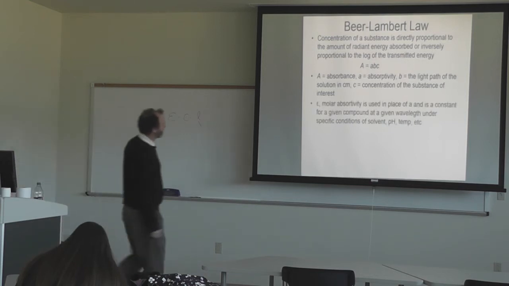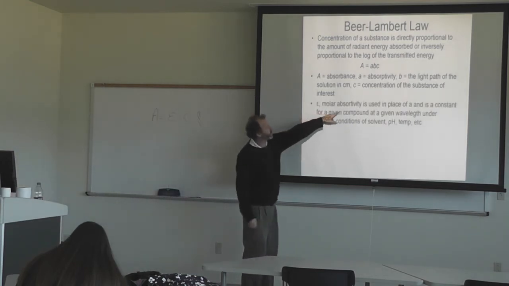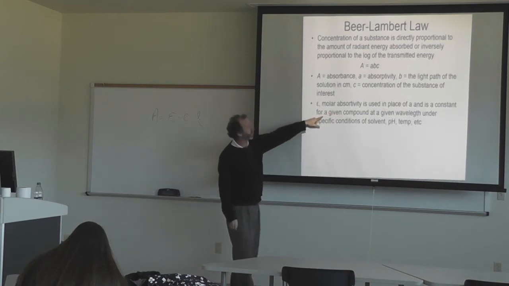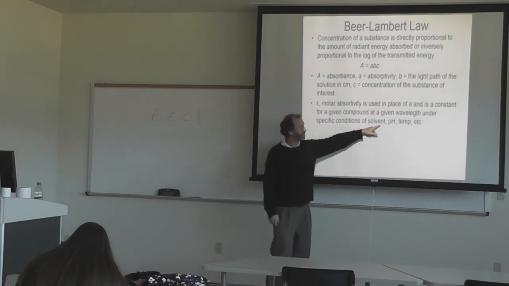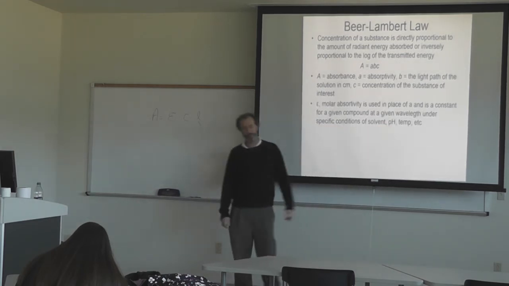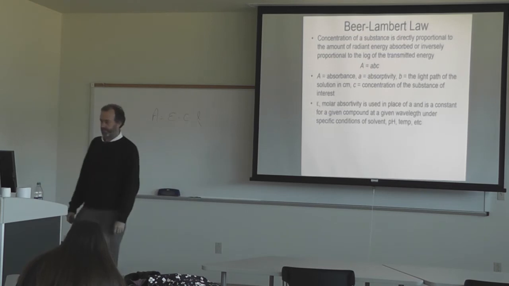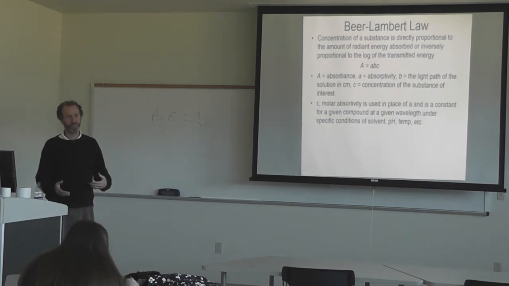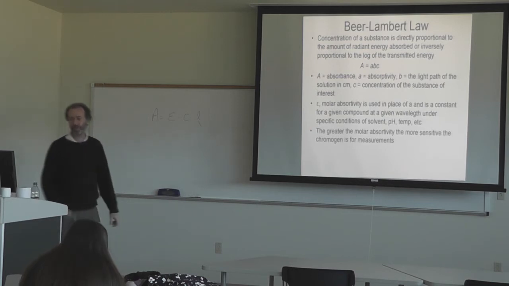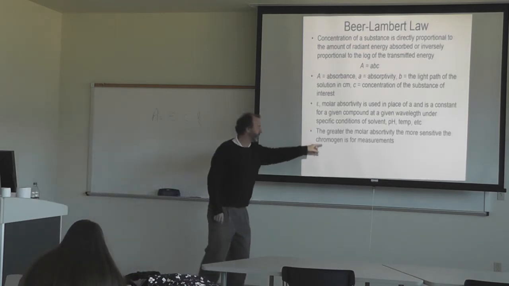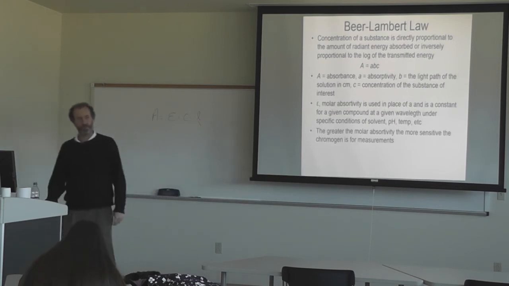But it's simple to use. So epsilon is the molar absorptivity constant, and it's used in place of a, and is a constant for a given compound at a given wavelength under specific conditions such as pH, temperature, and solvent concentration. Because you're going to have specific conditions in the lab, and you're going to be using those. So the greater the molar absorptivity, the more sensitive the chromogen is for measurements, right? You'll need less of it to get a specific amount of absorption.